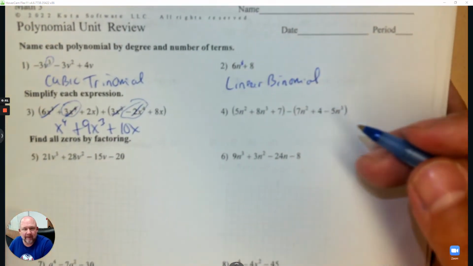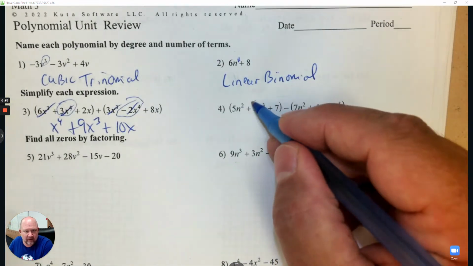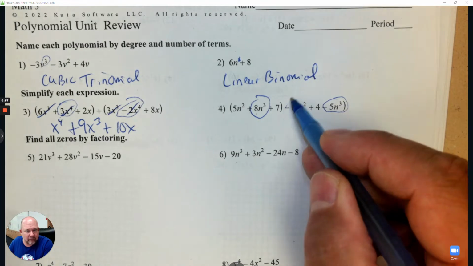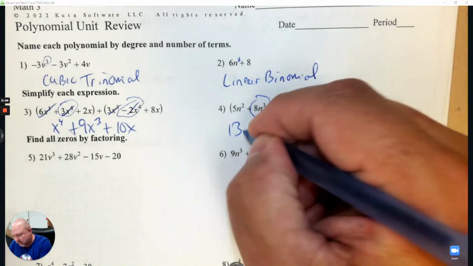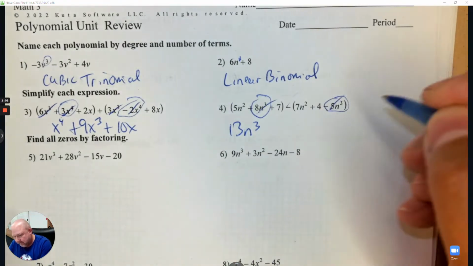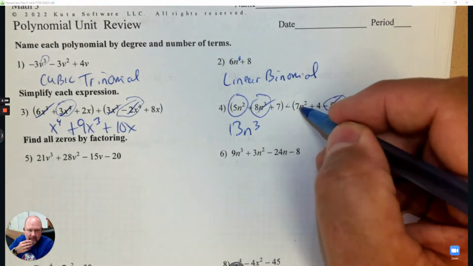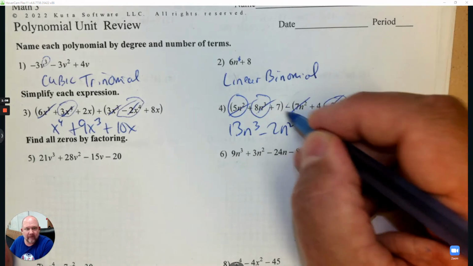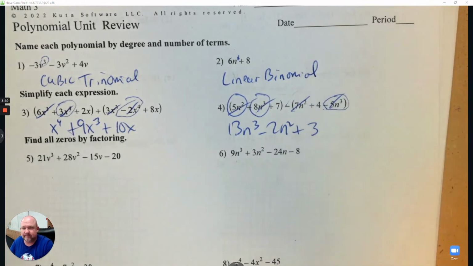Subtracting is a little more complicated, but not too bad. So again, start with the ones with the largest exponent. So 8. Now when you subtract a negative, you're adding, so that's 13. 5n squared, subtract 7, that's negative 2n squared. And then 7 take away 4 is 3.